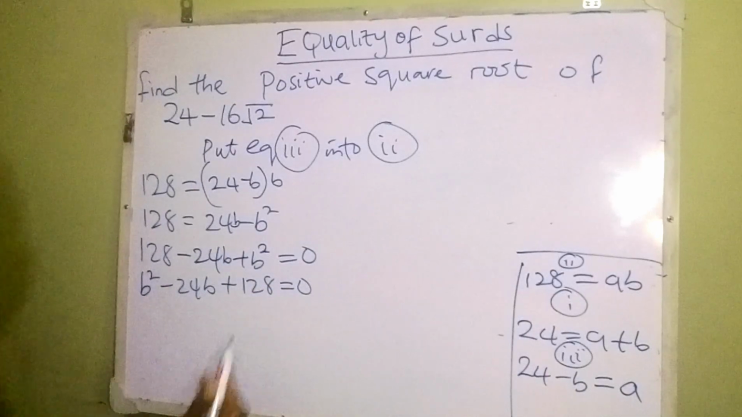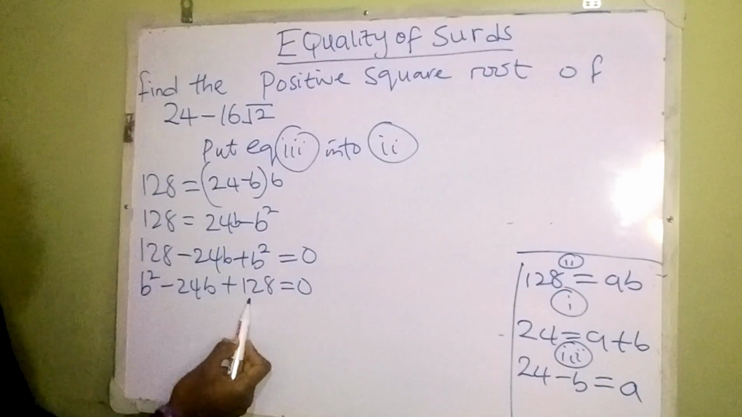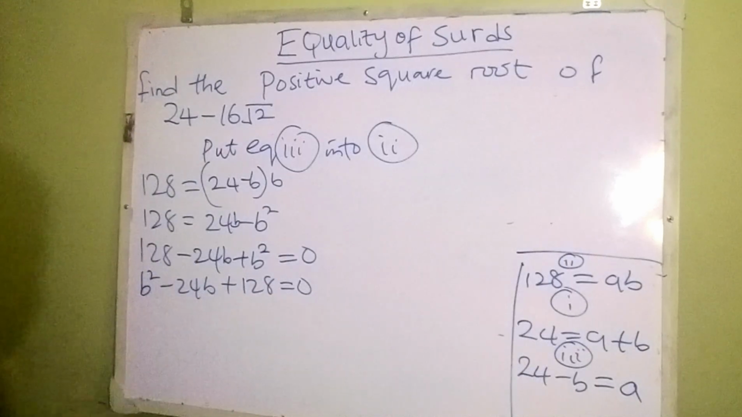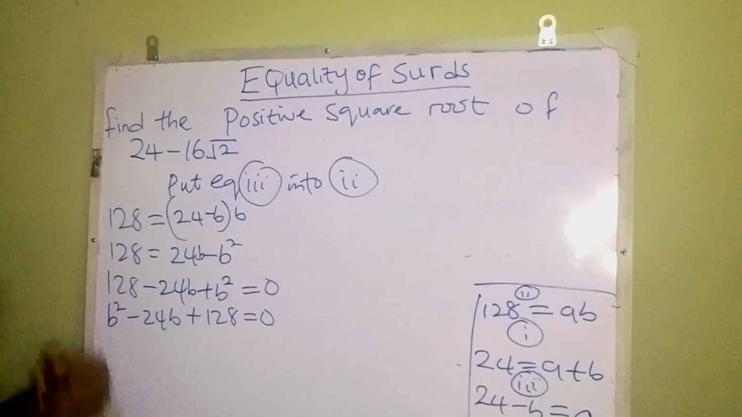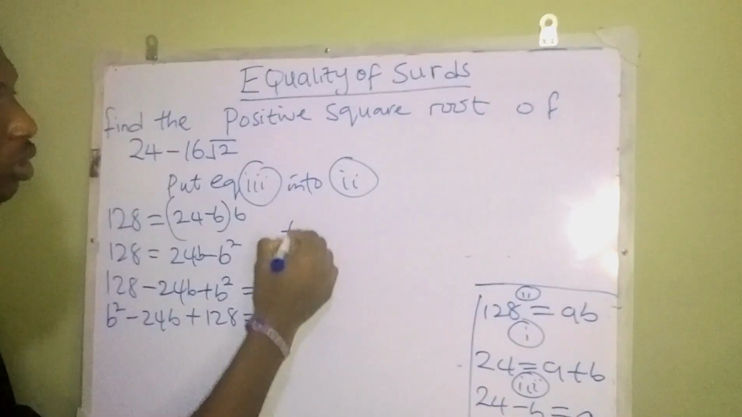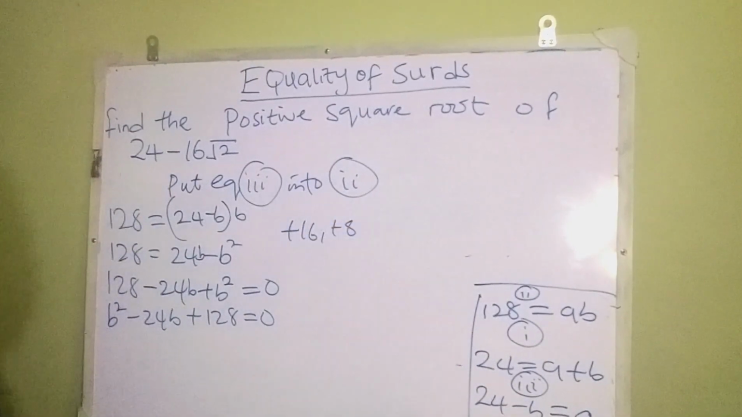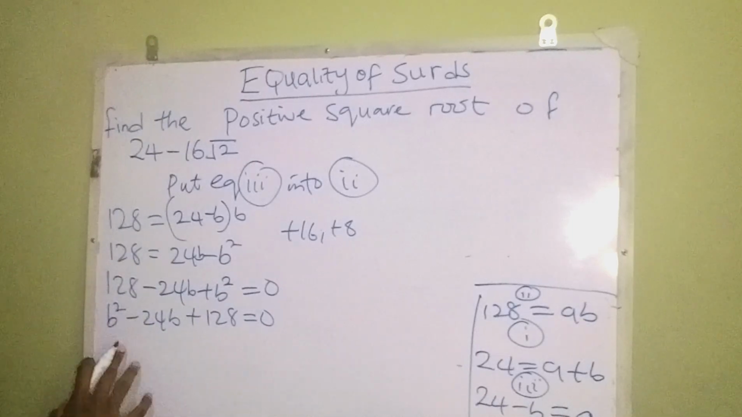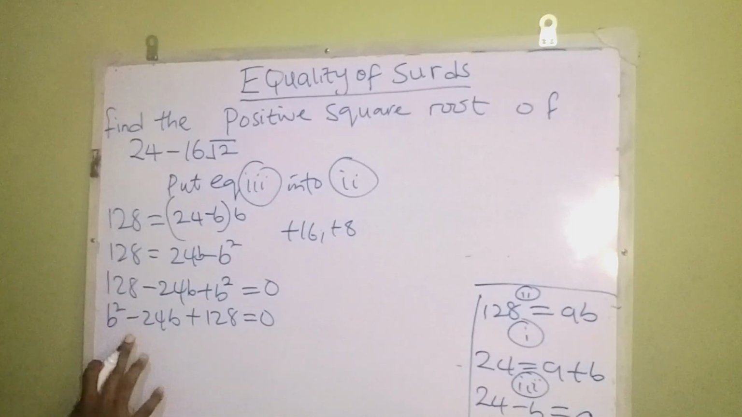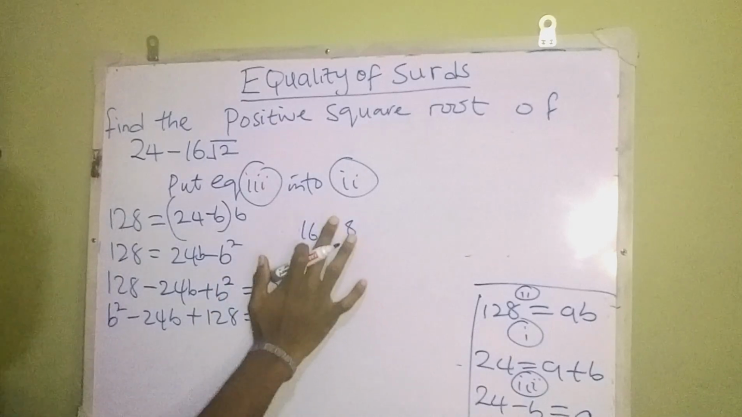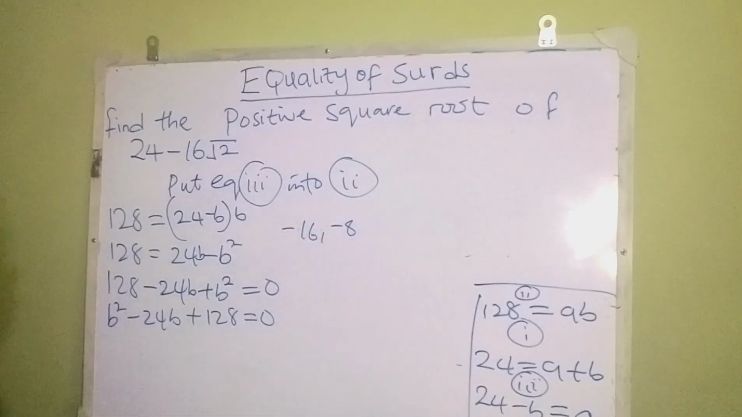So I need two numbers. If I multiply, they give us 128. If I add them, they give us 24. Those numbers would be positive 16 and positive 8, isn't it? So when we have this, I say positive 16 and positive 8, negative 16 and negative 8, sorry. Negative 16 and negative 8.